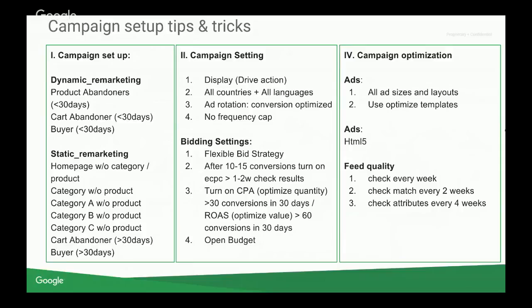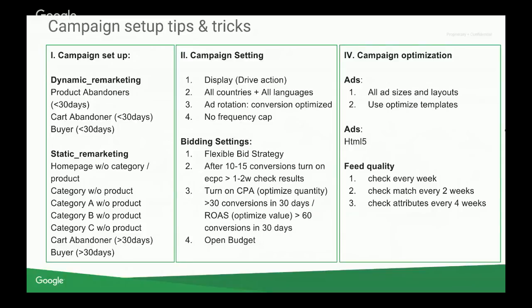So maybe some tips regarding the bidding. You can use different flexible bid strategies, and what's very important here, after you generated some 10 to 15, let's say, conversions, it's highly recommended to turn on the enhanced CPC, the feature which enables the system to bid higher plus 30, minus 30% when there is a likelihood of the conversions. And afterwards, within 1 to 2 weeks, you can check your results and see if there is any need for further optimization in the bidding itself.